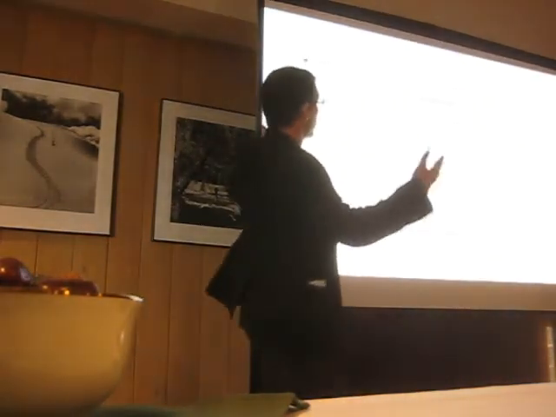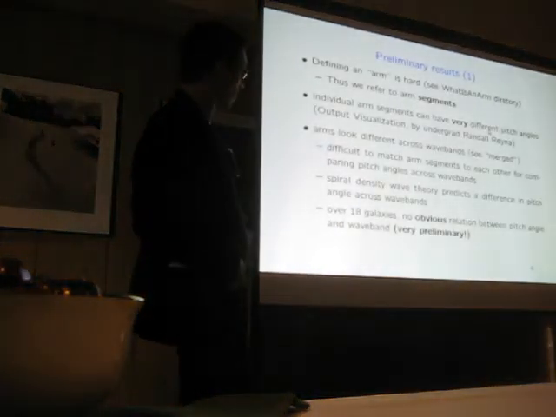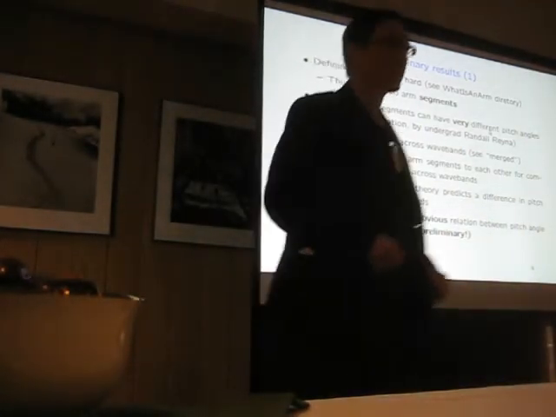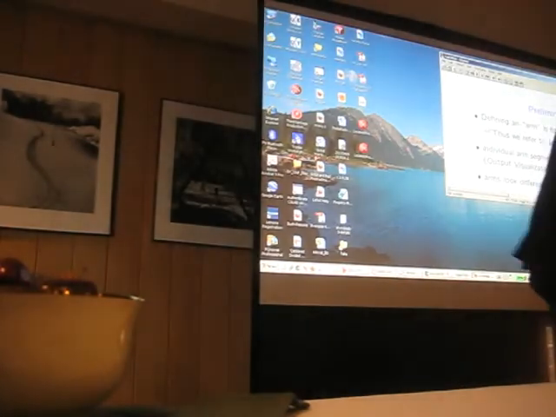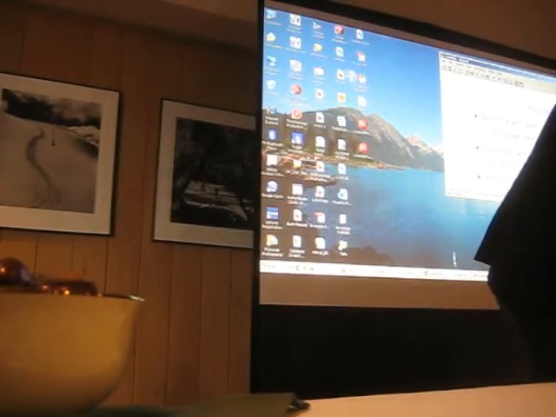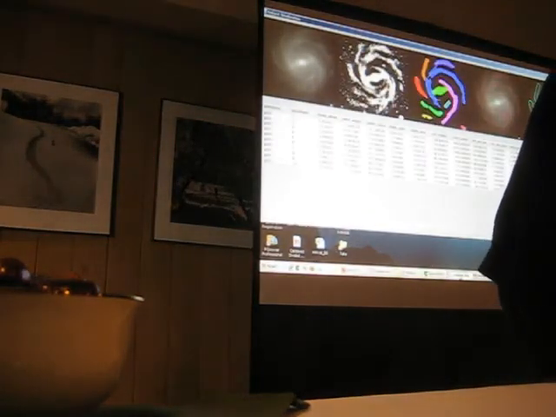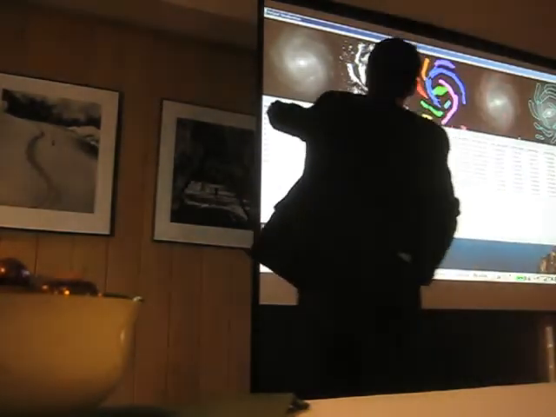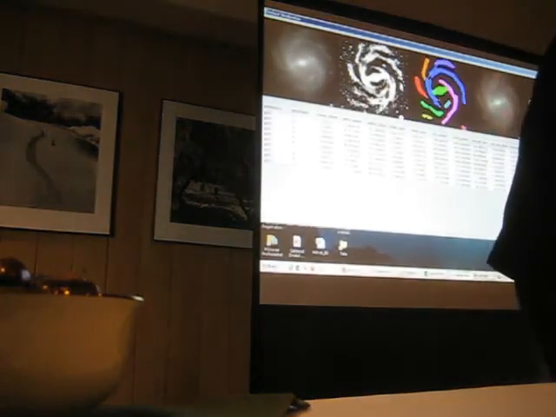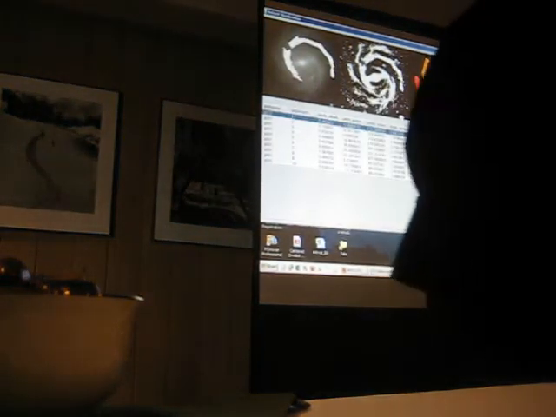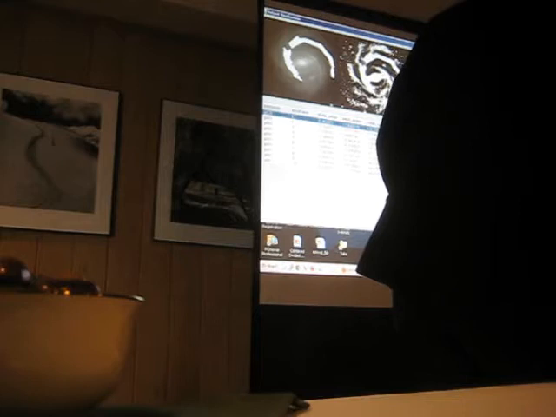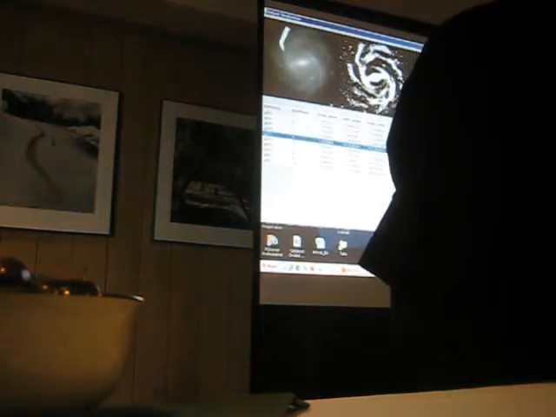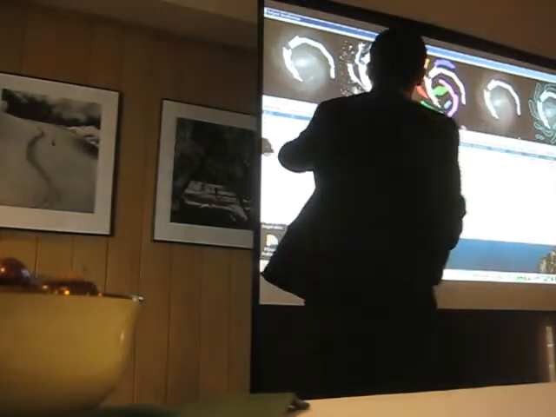Now, to get to something that might be astronomically interesting, one of the most interesting things we first found is that individual arm segments in one galaxy can have very different pitch angles. Here's where our undergrad wrote this great visualization code. Here's one of our galaxies. The rows here are individual spiral arcs, sorted by length. This is the longest spiral arc that was found. This is the second longest, third, fourth, fifth, etc.